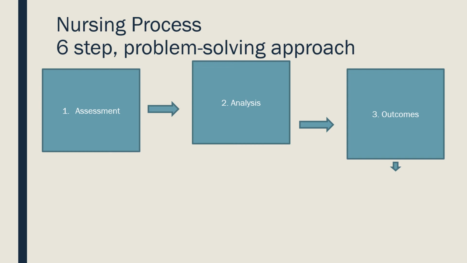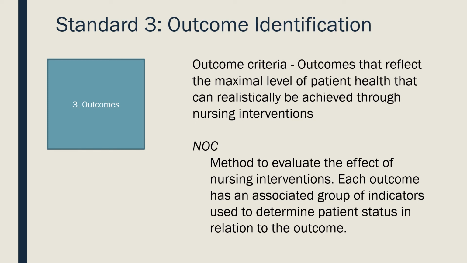Then the third step of our nursing process is outcomes. So when we think about outcomes and the criteria that need to be met, they reflect the maximum level of patient health that can realistically be achieved through nursing interventions. So these are goals. We expect the individual plan of care to be classified as a nursing outcome classification. So making sure we're using these SMART goals. And it's really an effective way to evaluate the interventions that we put forward.